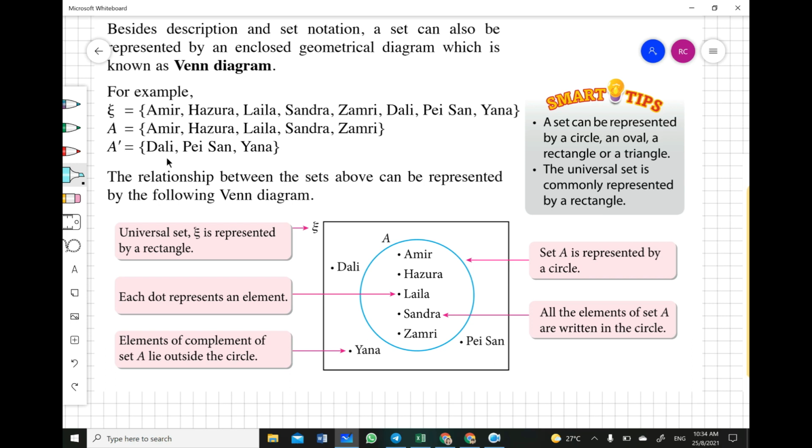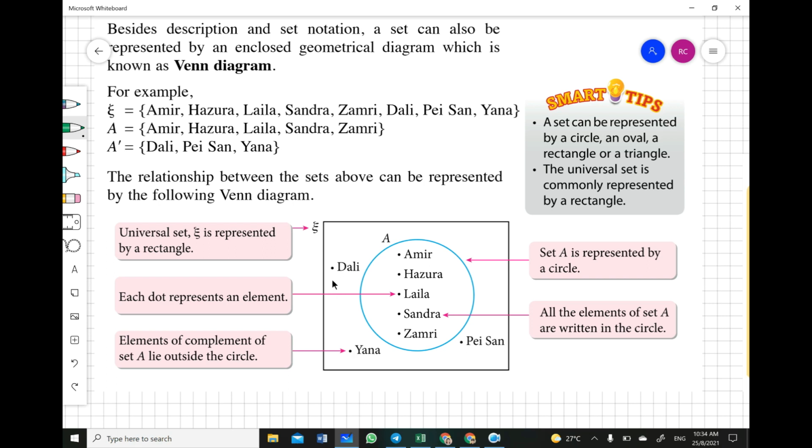So the complement will be outside of set A. You label it as A using the capital letter. And then for the rest of the elements, you must use a dot in front to indicate that it is an element. You cannot put a dot in front of the A. It is not an element. You cannot do it like this. So the complement will be outside of set A: Dali, Pesan, Yana. They are outside of set A, and each of them is labeled using a dot.